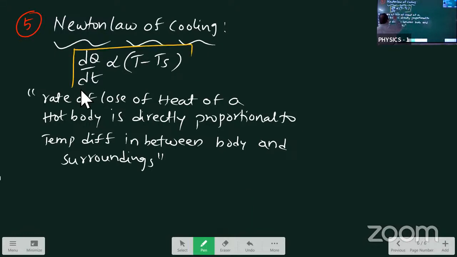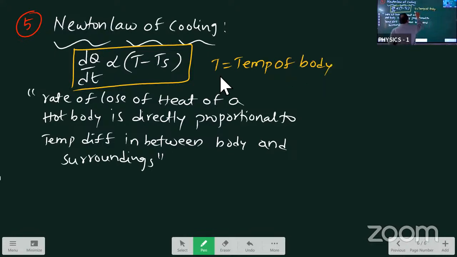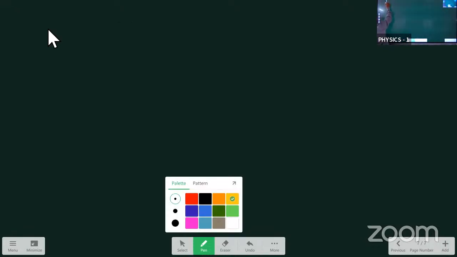What is T? The temperature of the body. T equals the temperature of the hot body. Ts is the surrounding temperature. So dQ/dt is directly proportional to the temperature difference between the body and surroundings. Now, depending on this, some explanation comes here. dQ/dt is directly proportional to T minus Ts.